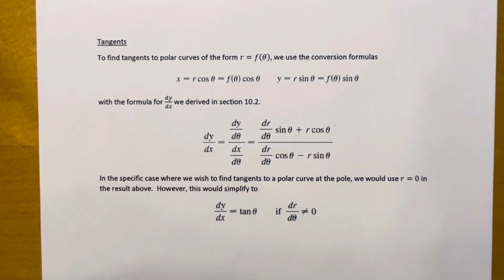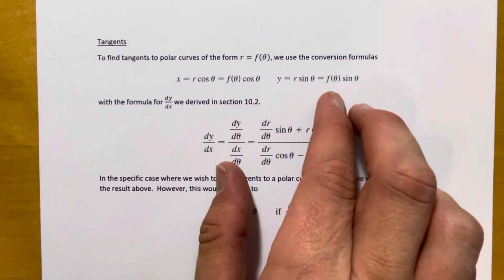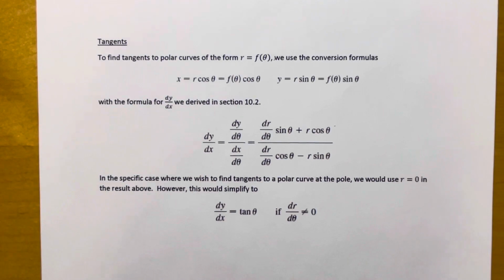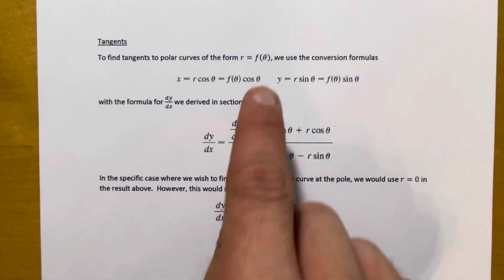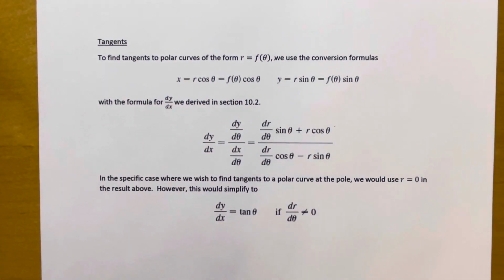Let's talk about tangents for the last application of this stuff. My goal here is to figure out how to find the slope of tangent lines to a polar curve at various different points. Again, we're going to reuse some stuff that we found in section 10.2. We're going to think of x and y again as f(θ)cos θ and f(θ)sin θ, where r equals f(θ) is the curve we're using this on. The benefit, as we saw before, is that x and y are being thought of parametrically, where θ is the parameter now.